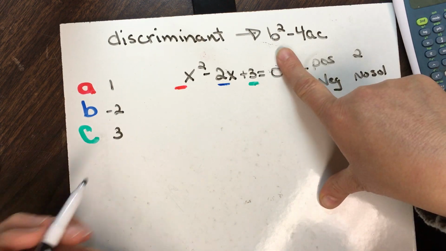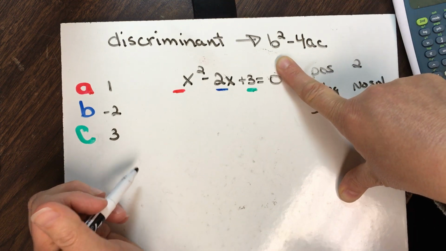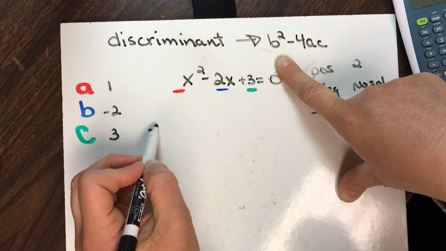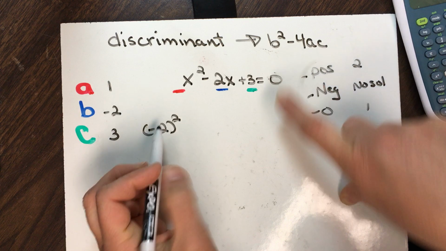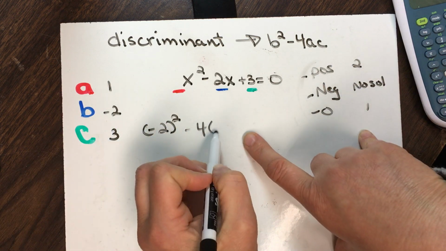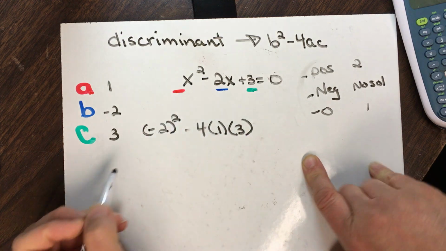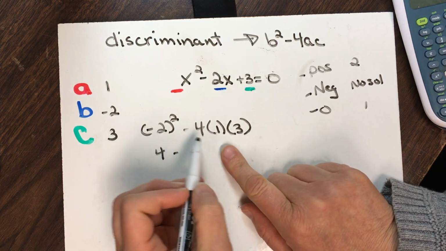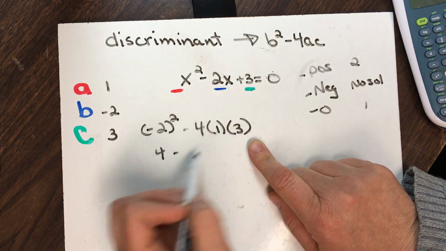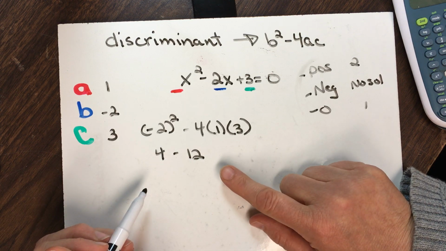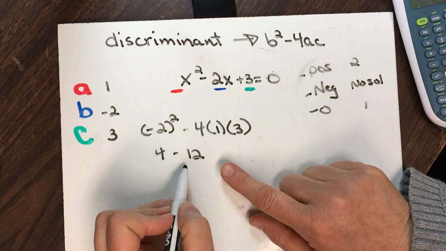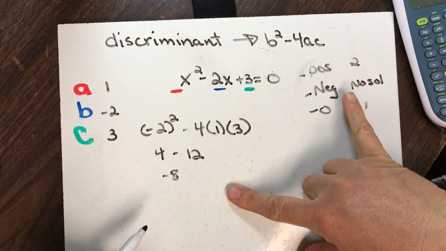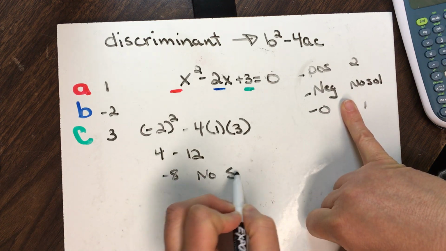All right, so let's feed it into our discriminant piece. So we have negative 2 squared minus 4 times a is 1 times c is 3. All right, so let's do this. A negative 2 times a negative 2 is a positive 4. And let's come over here. 4 times 1 is 4, times 3 is 12. So we have a negative 12 that I carried down. So 4 and negative 12 is negative 8. So if it's a negative, then we have no solution here.